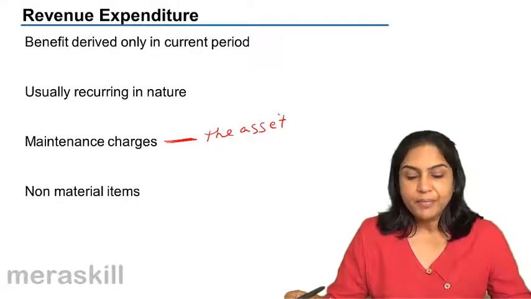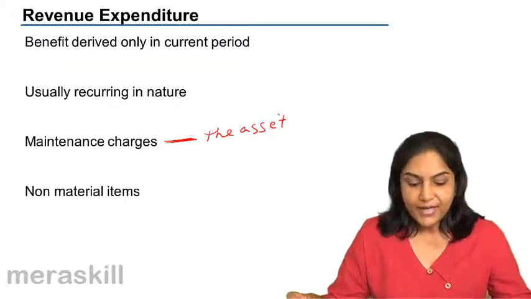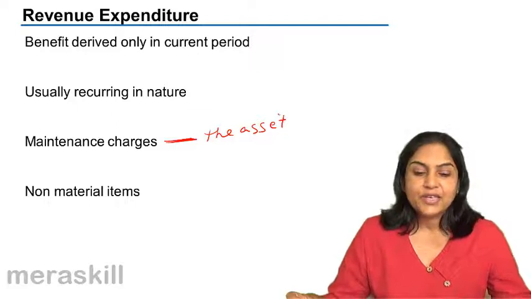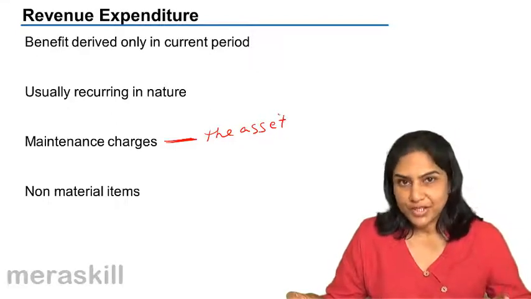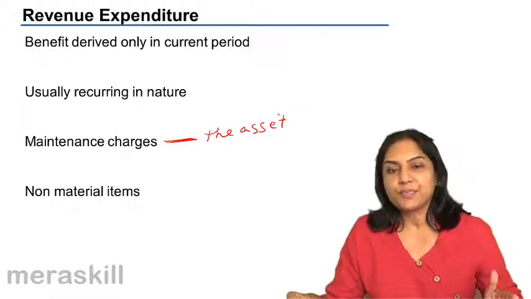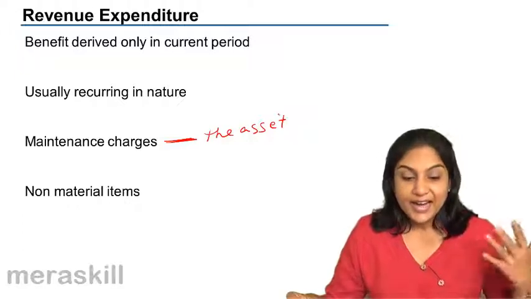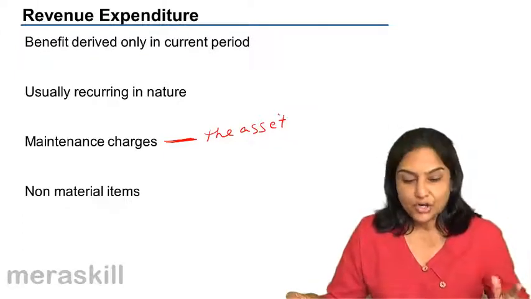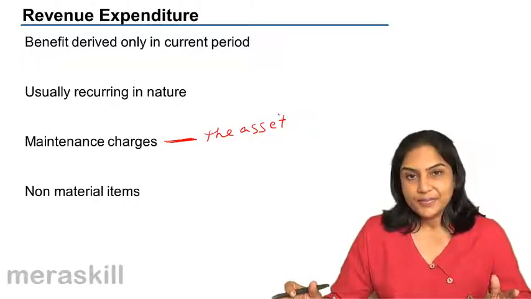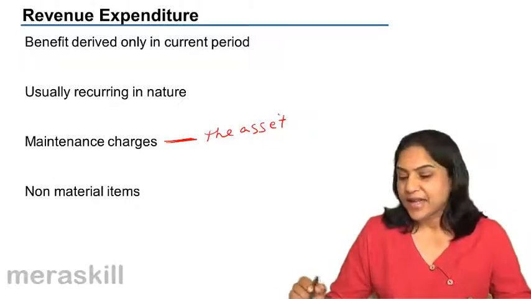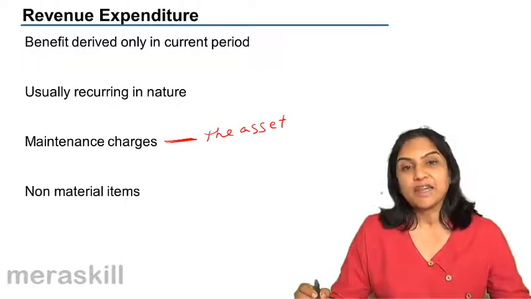Also, certain non-material items, if the amount involved is small, not significant, not material, then we treat it as an expense. Revenue expenditure is treated as an expense taken to profit and loss account. Benefit derived only in the current year, recurring in nature, spent in order to maintain the asset, and items which are not of very material amounts, not of significant amounts.